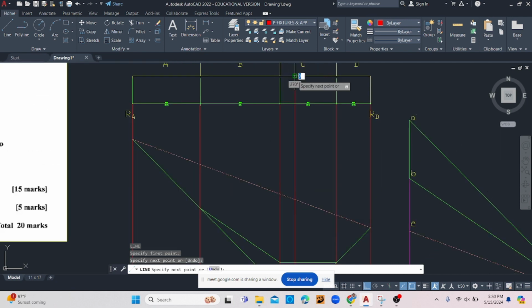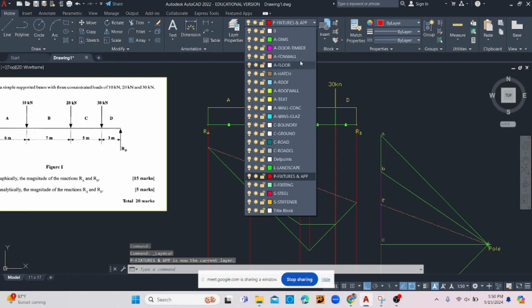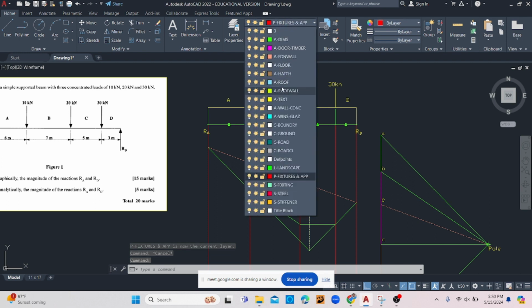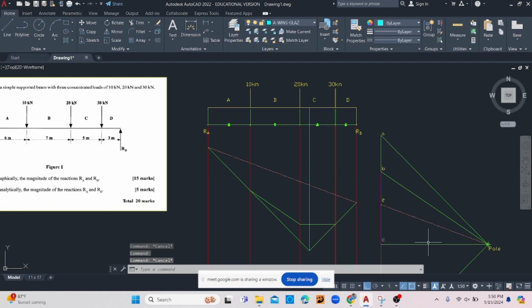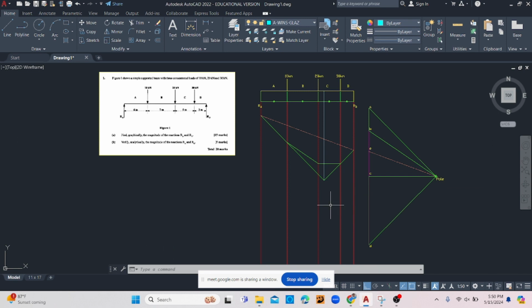Now this line here, let me change the color. This line here is your equilibrant line, if that makes sense. This is your equilibrant line. You can label them and all that. So that's your equilibrant line. All of this here shows you the reaction at RA and RD.